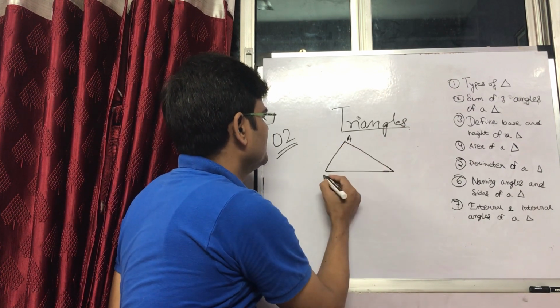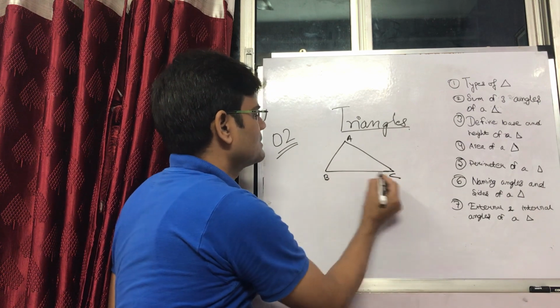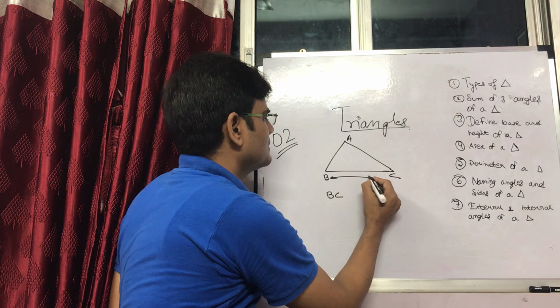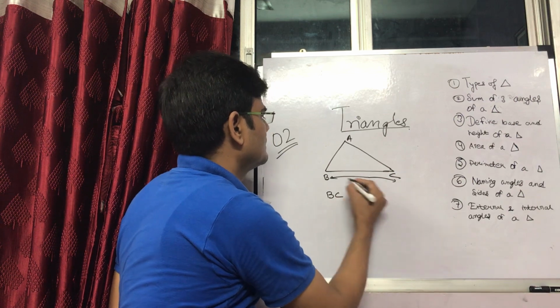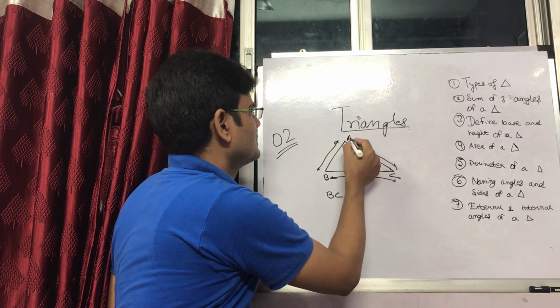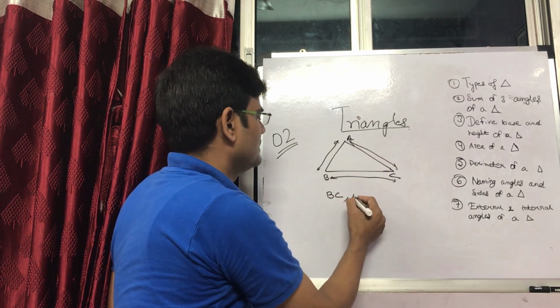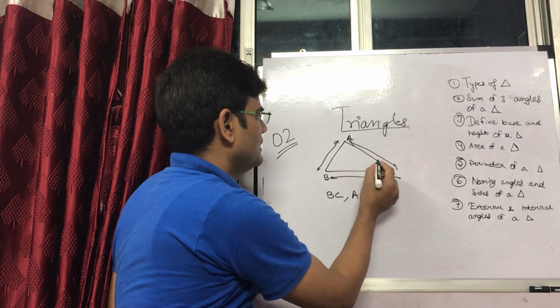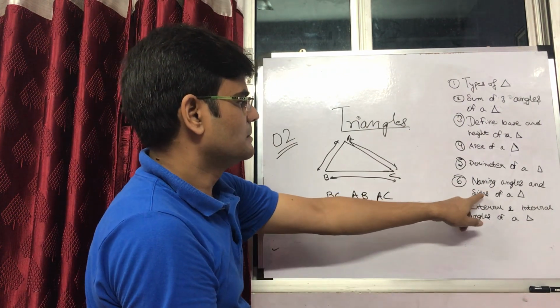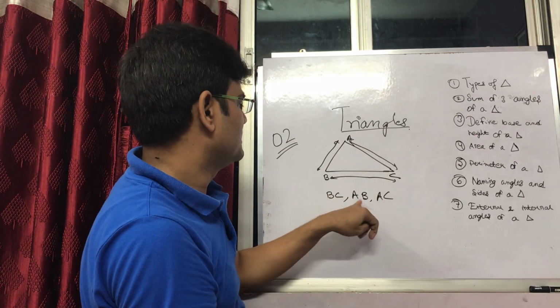Say A, B, C. Now this side is known as BC. This is the length, this is AB, this is simple, and this is AC. This is naming sides. These are the sides: AB, BC, CA.